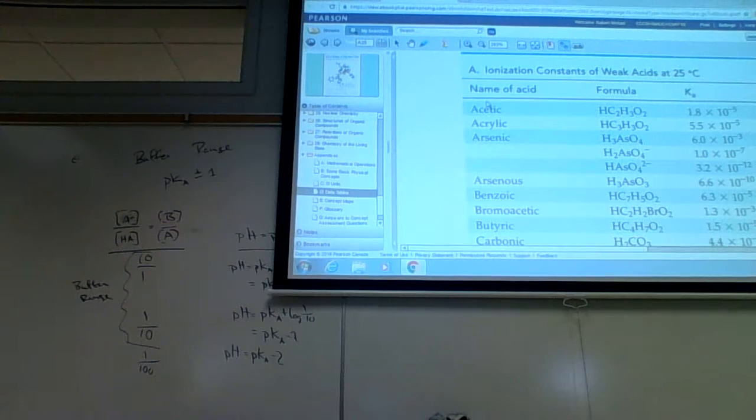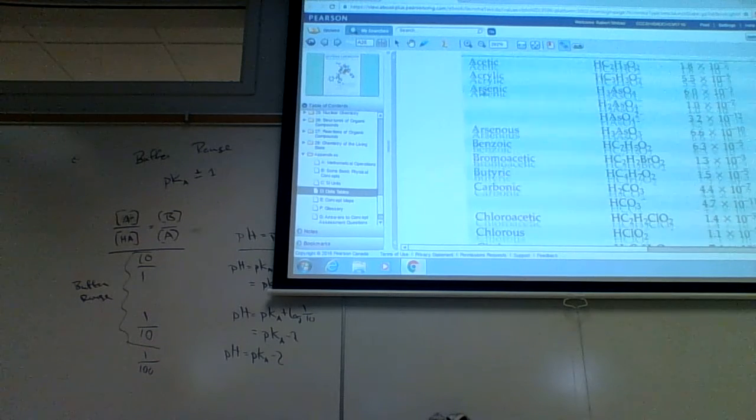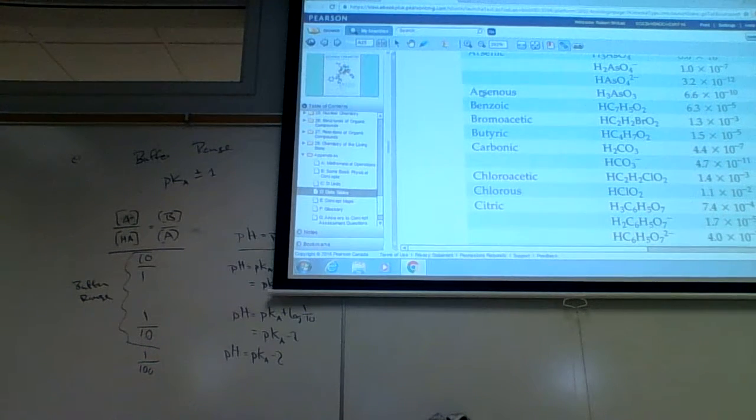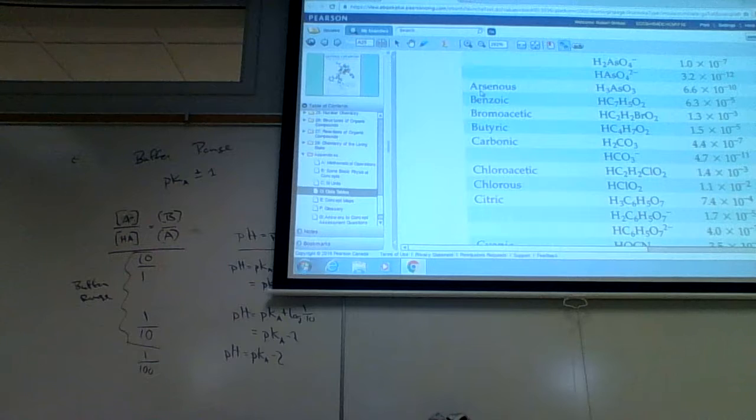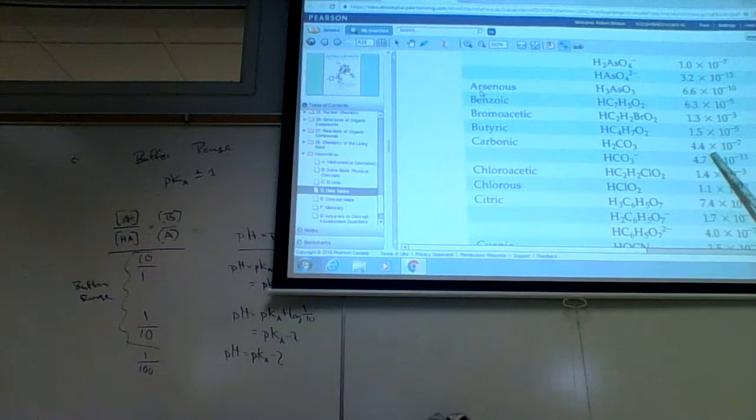pK is just the negative power of the Ka. So let's skip that. Arsenous acid is also toxic, but it's way out there. We don't need that. 5, 3, 5, 7. Here, this is close. Carbonic.